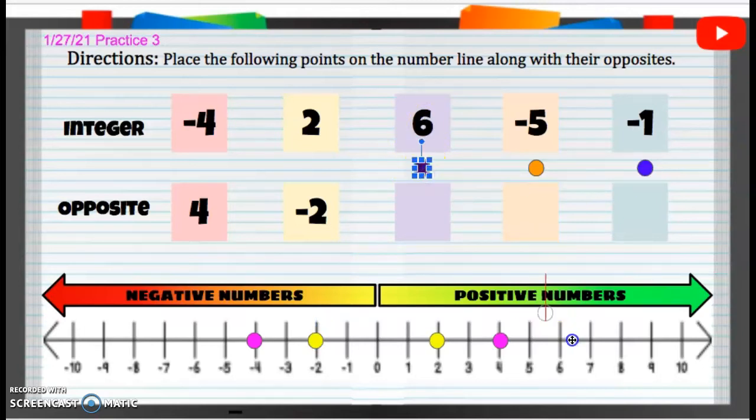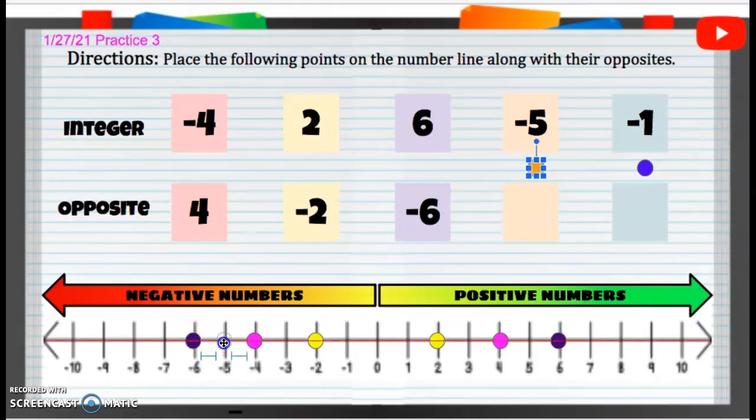6, let's plot 6. The opposite of 6 is going to be -6. So the opposite of a +6 is a -6. So we're going to go to that -6. Again, same distance away from 0, on the other side, just in opposite directions.